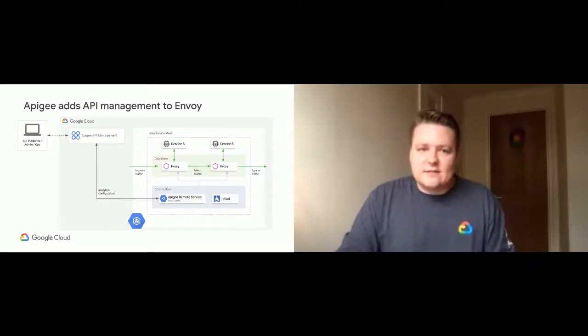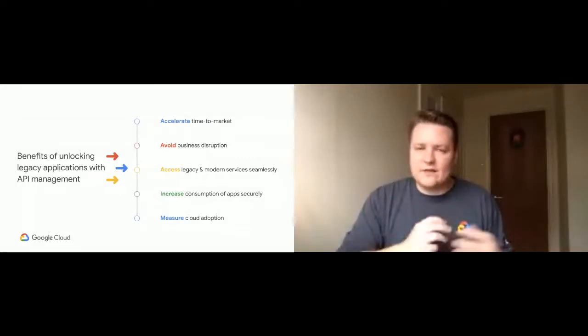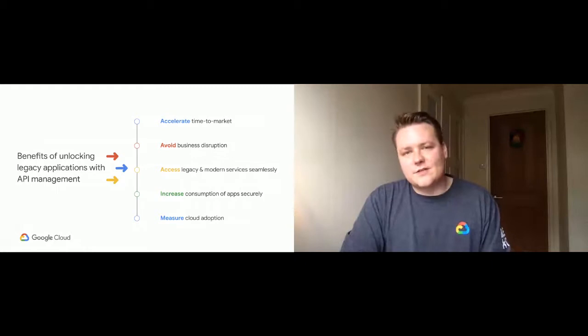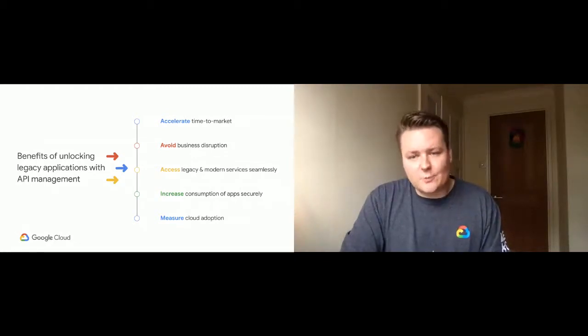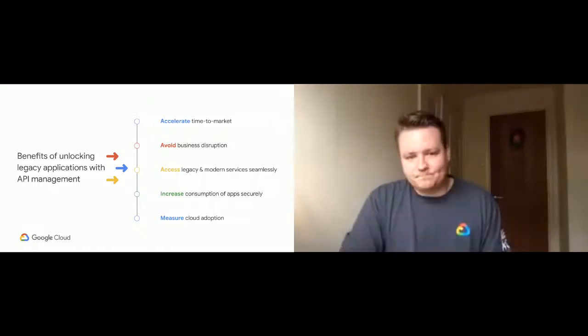To summarize, the benefits of using Apigee and API management to unlock legacy apps is really to accelerate time to market. You have existing capabilities, you don't get funding to rebuild and refactor them, so you can modernize in place. When migrating, you can avoid business disruption, and you can access legacy and modern services seamlessly and equally. You can increase the consumption of your apps securely. You can measure the adoption into cloud and of new services as well through our analytics.